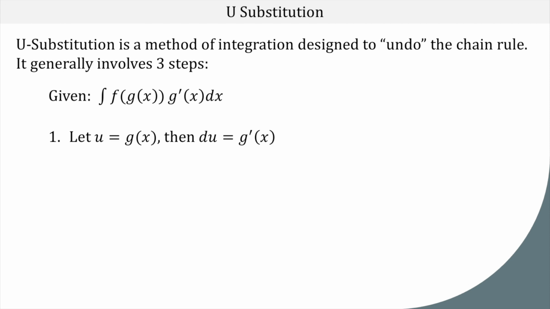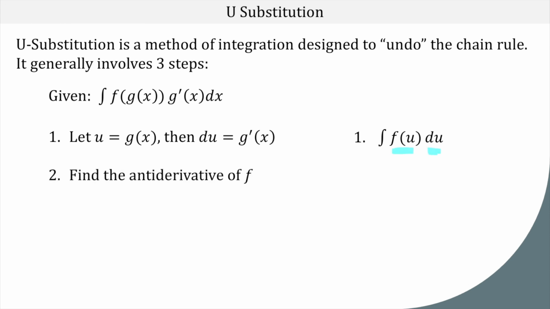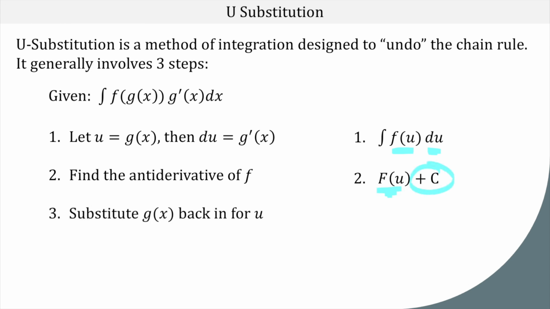Our 3 steps. Step 1, let u equal g of x, then du equal g prime of x. Now we have a new function, f of u du. Find the antiderivative of f, so you'll get big F of u, and of course your constant of integration. Then substitute g of x back in for u, and magically we have big F of g of x plus c.